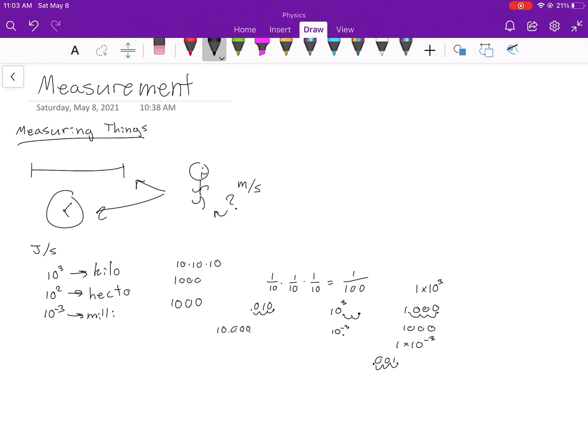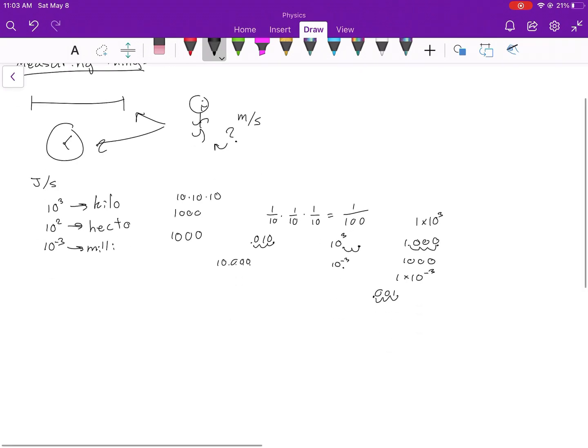Alright. So there's a ton of factors. With the table I have, it goes all the way up to 10 to the 24th and 10 to the negative 24th. So 10 to the 24th is called a yotta, and 10 to the negative 24th is a yocto. Alright, so with units, we want to convert factors. With time, for example, 1 minute is also equal to 60 seconds. That's an example of a conversion factor.